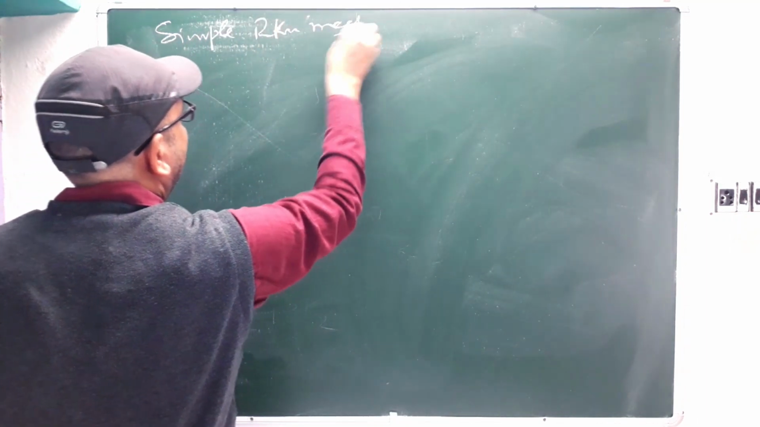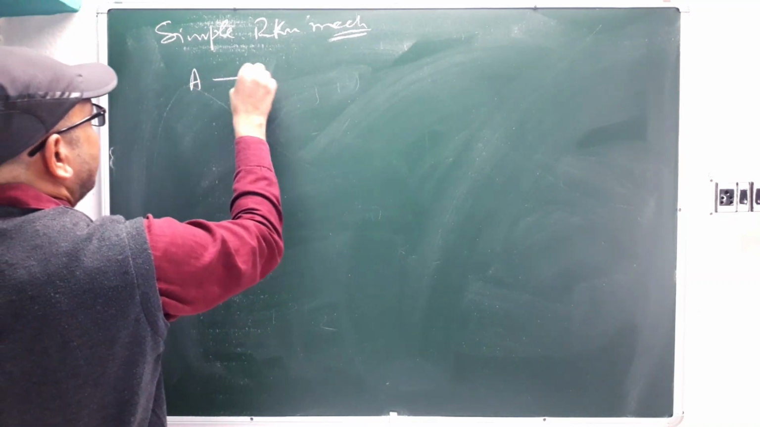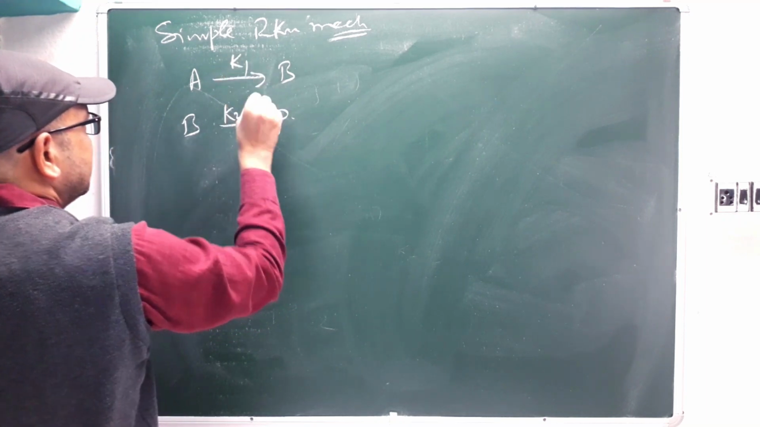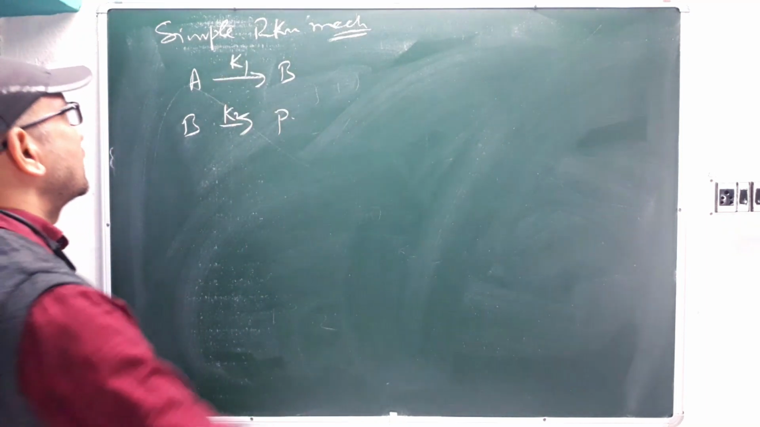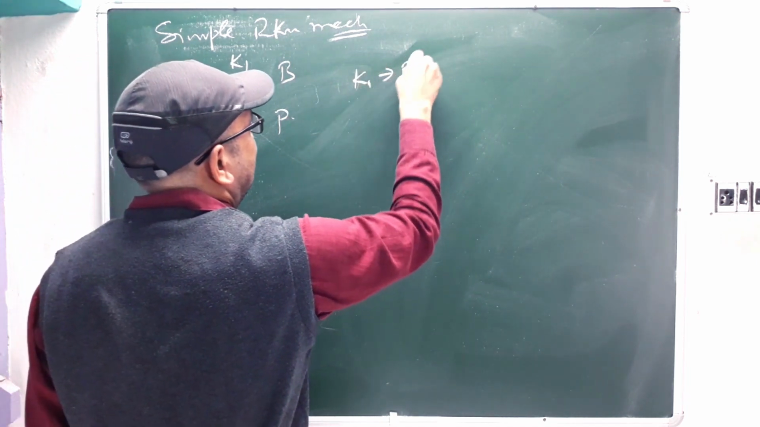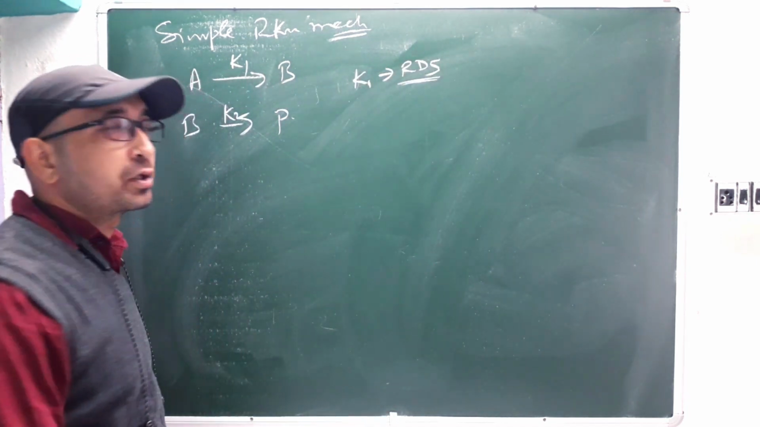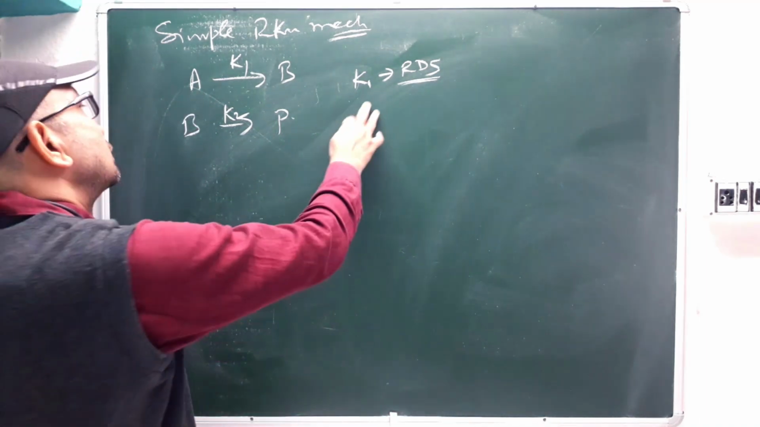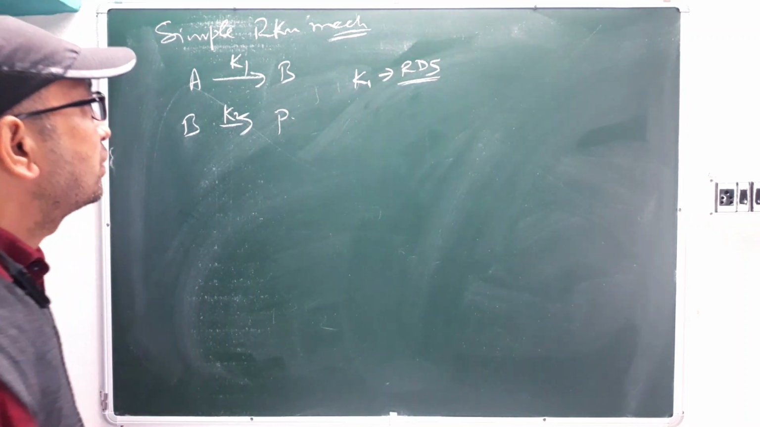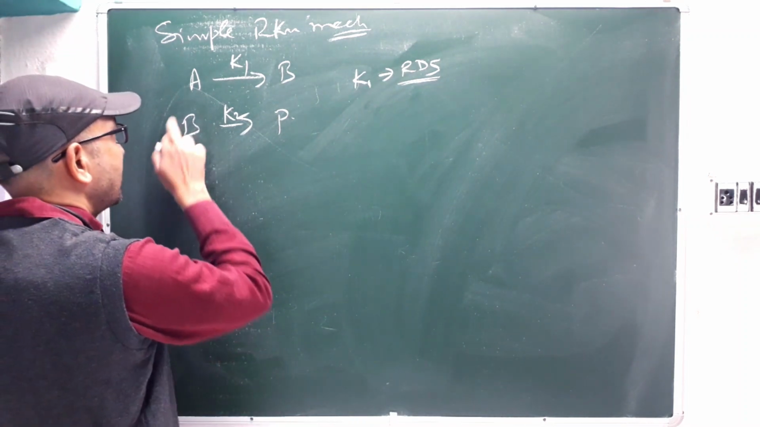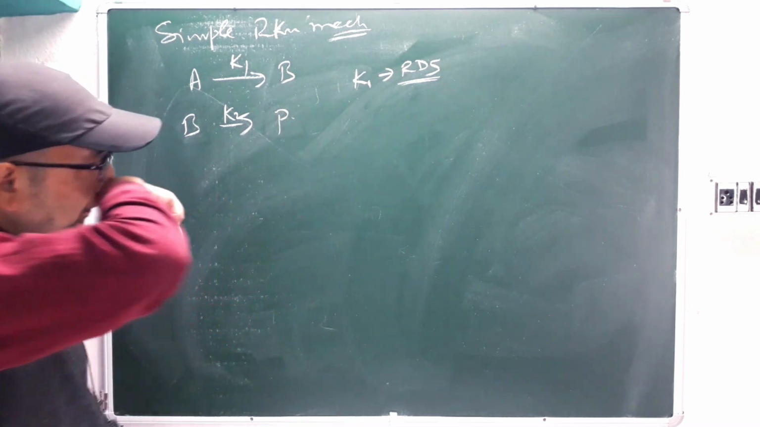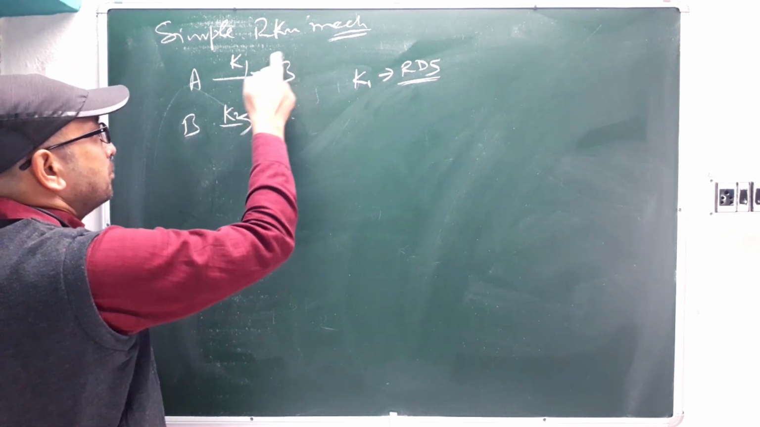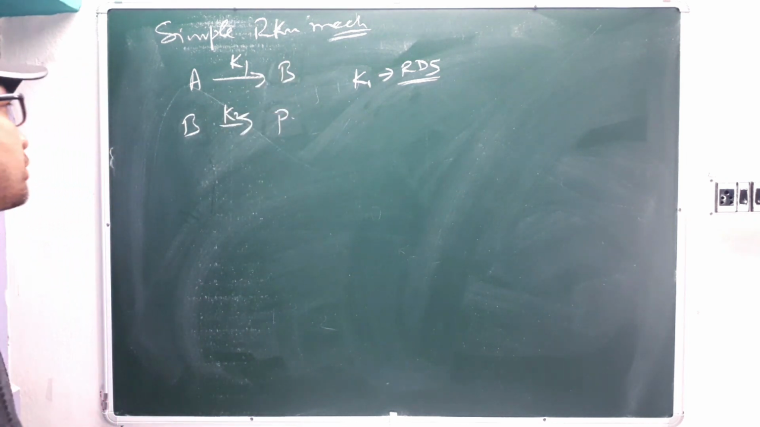Simple reaction mechanism. Suppose we have A to B and then B to product P formation. This is K1, this is K2. This is a simple type of reaction. Here we know that K1 is the rate determining step, RDS. Just suppose that we are not putting any graph. If a graph is there, you just take the second graph. Now you have to calculate how much B has formed and how much P has formed. How are you going to calculate that, we are going to discuss it.